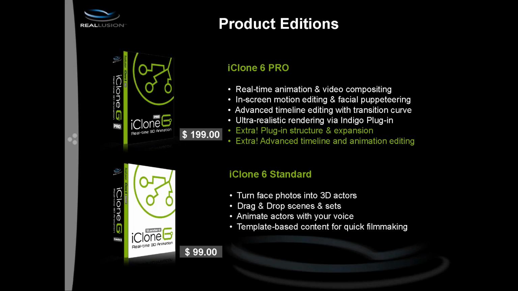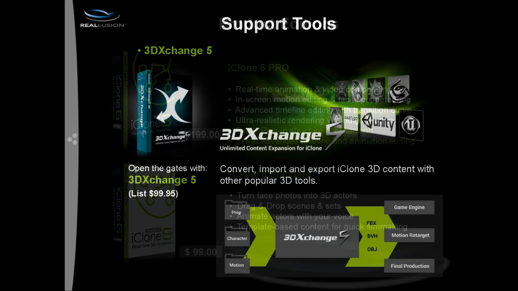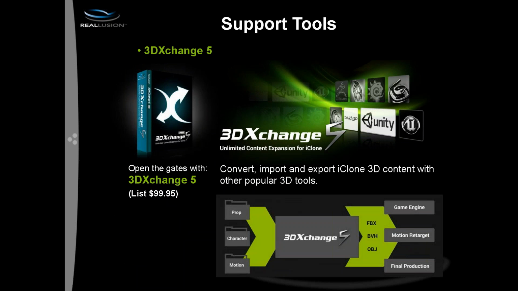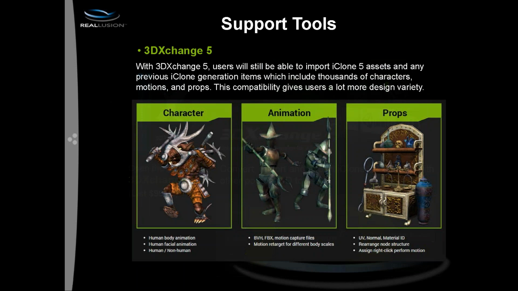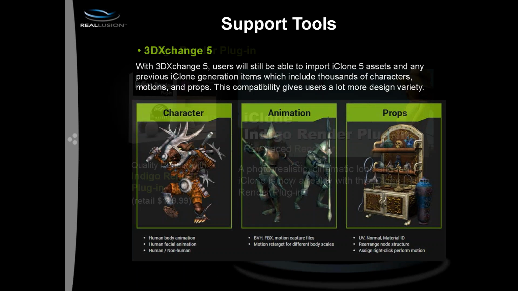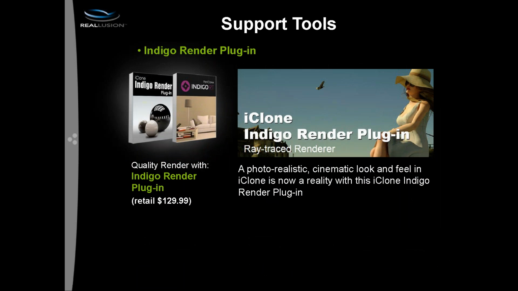So the product family, if you want to learn more about this, we have an edition comparison page on our website. Check that out for what you can do with iClone Pro, what you can do with iClone Standard. And we now have 3DXchange 6. So 3DXchange 6 has already been released, and that includes characters, animations, and props. And you can import and export those from any of your software that you're using: Maya, Max, Unity, Unreal Engine 4, and Google SketchUp, which we'll talk about in this webinar.